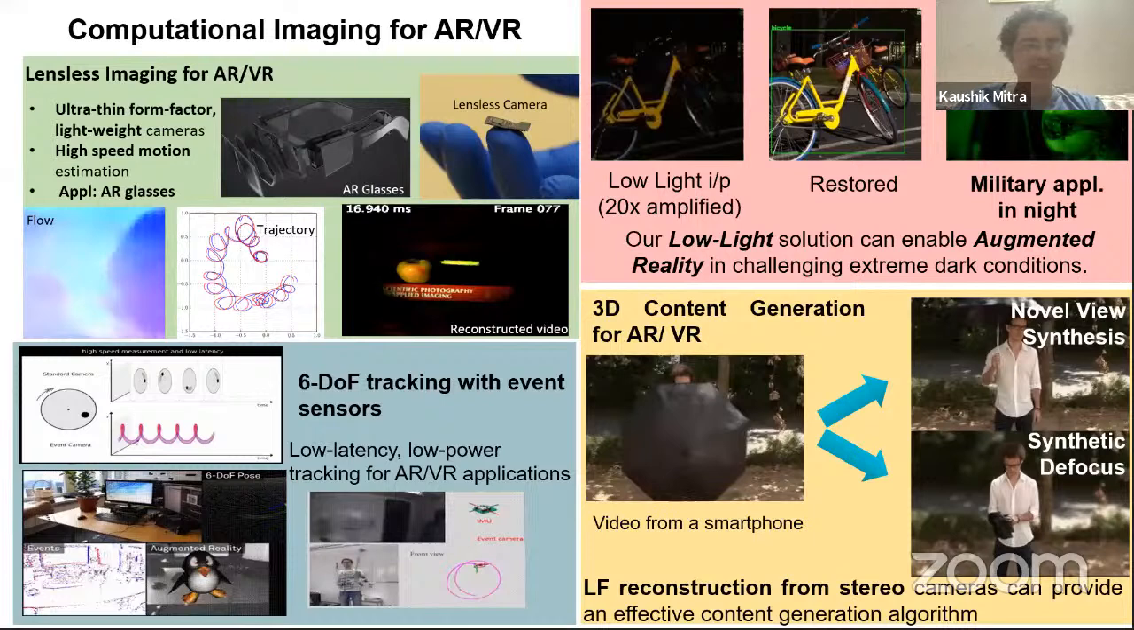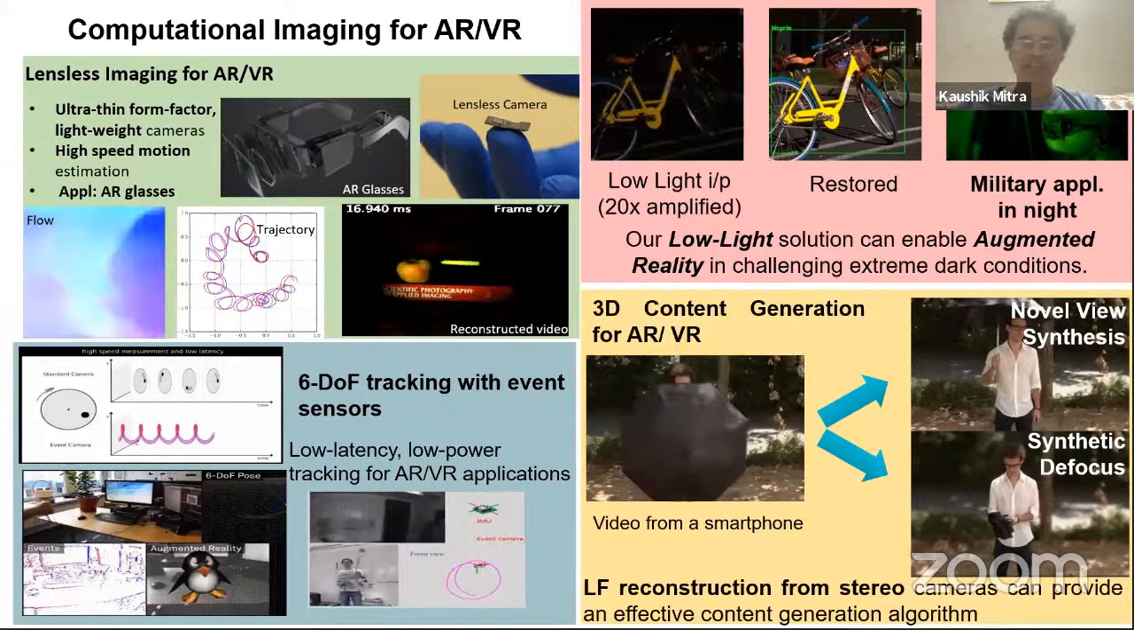What we are looking at is, once we have this lensless camera, we can reconstruct what the scene is. But I think more important than that is to estimate the ego motion of the AR, VR devices. That's what we are trying. So we are computing optical flow, and from there we are trying to estimate the trajectory. This is an ongoing project. So basically, one of the focuses is to use these lensless cameras for AR, VR applications.